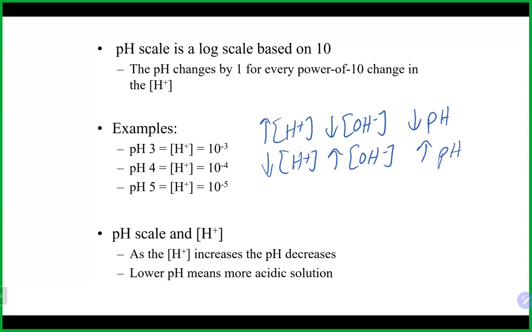The lower the pH, the more acidic it is, and the higher the pH, the more basic it is, which means you have more free floating OH minus than you do H plus in that case. Any questions on that there?